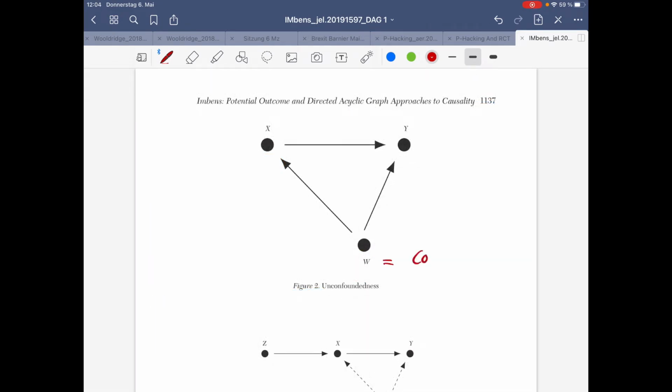So the W is the confounder, and the X and Y is confounded by both. So that's a scenario we will need when we talk about the matching approach. Especially we'll go through propensity score matching. And why is that relevant there?